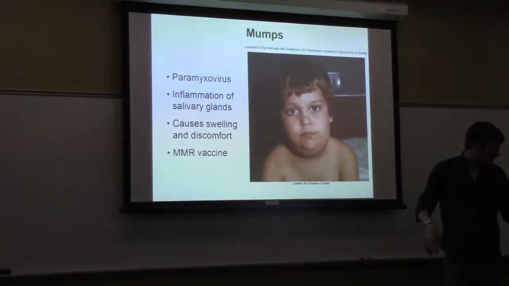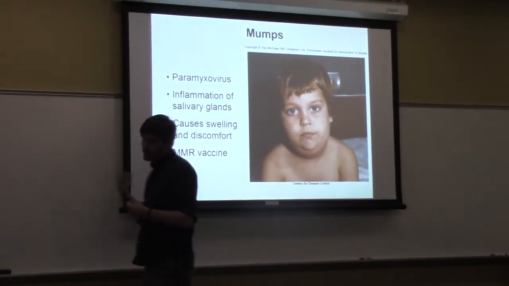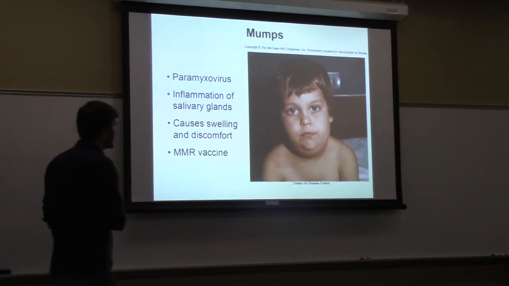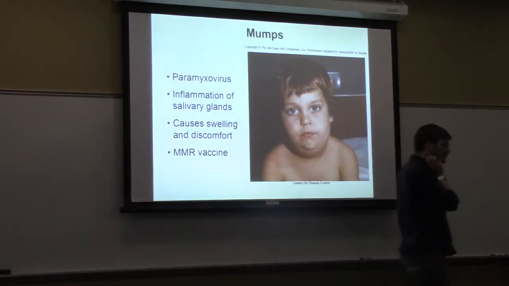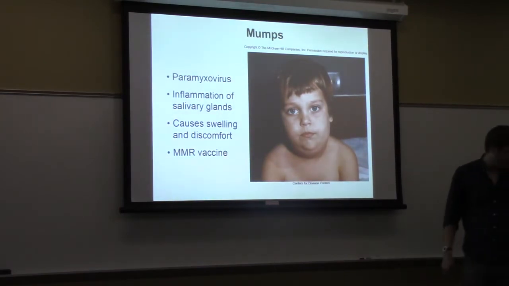The good news is that we don't really have mumps that much anymore, at least in the United States, thanks to the MMR vaccine. Measles, mumps, and rubella. So here you can see an example of this gopher-like appearance, this big puffy neck region. It's pretty painful, because these parotid glands swell very, very significantly.